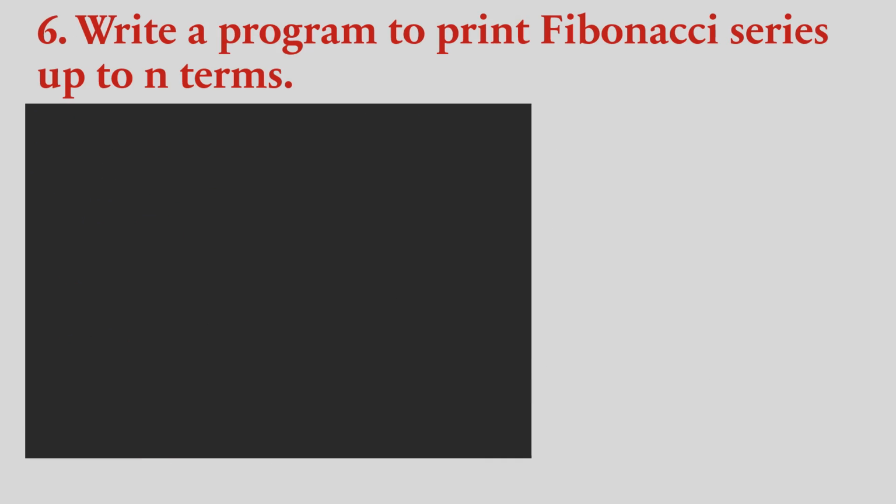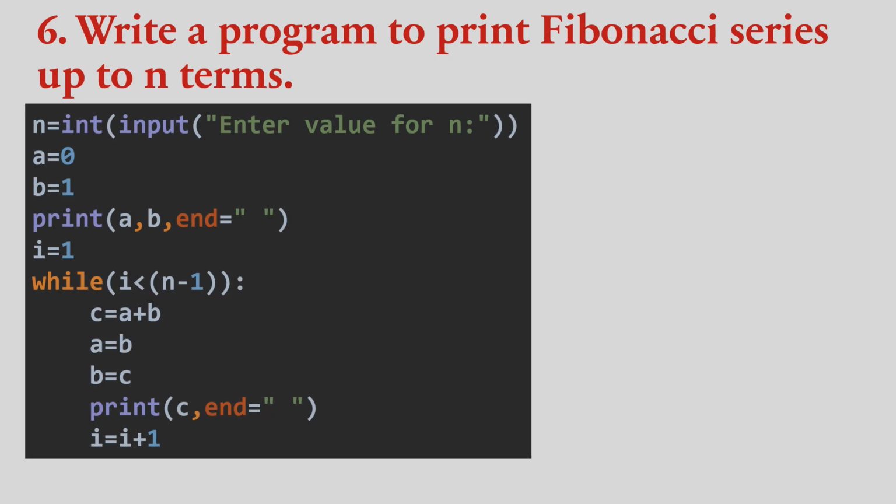Now the next program is to print a Fibonacci series up to n terms. Earlier it was printing up to n, but here it will print n terms. How many terms you want, that many terms it will print in the series. The same thing, we have to take that n value, and a and b will be initialized with 0 and 1 respectively. Those are representing the first two numbers of the series. Now it has to print a and b. Now we will take another variable i, which is initialized with 1. Now while i is less than n minus 1, it has to do the same things. That means c will be a plus b. We have to find out the third term.